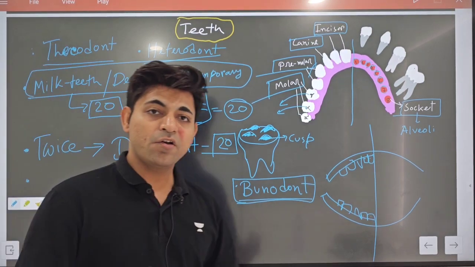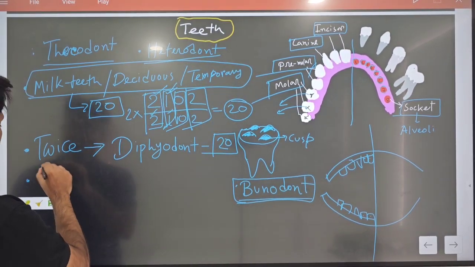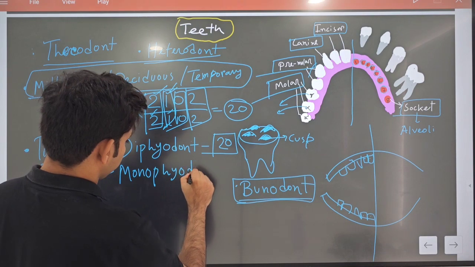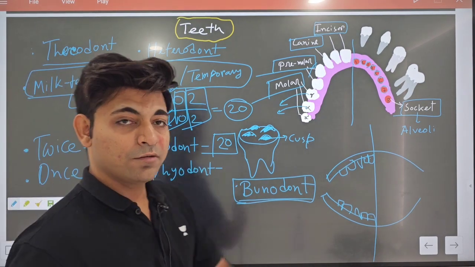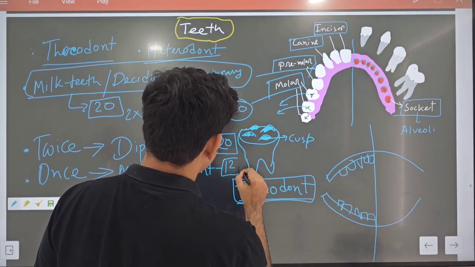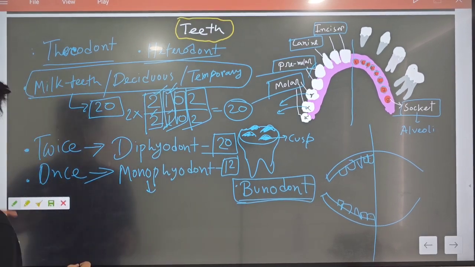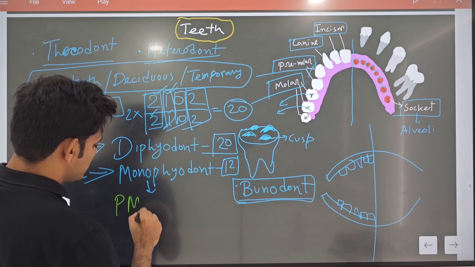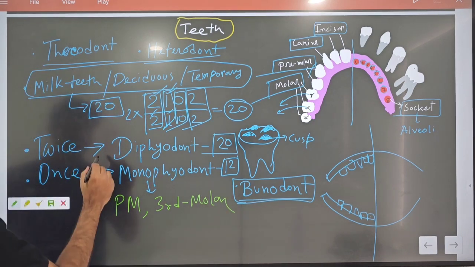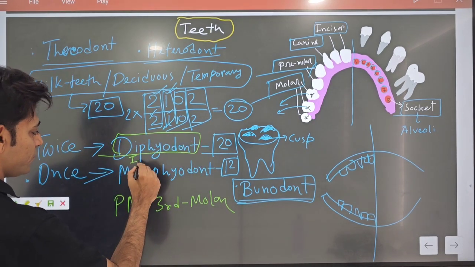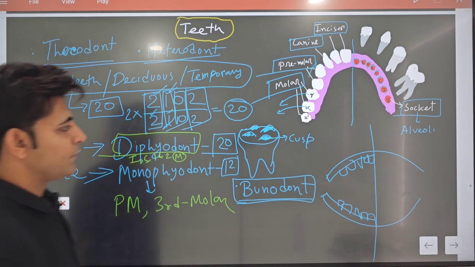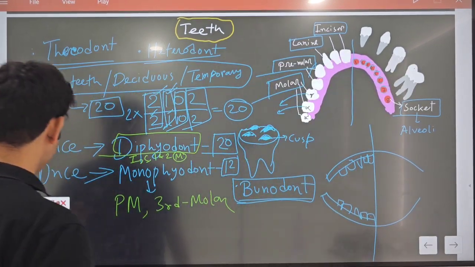Then a few teeth will appear only once in our lifespan. Only once. They are called monophyodont. How many permanent teeth are there? 32. So we have 12 monophyodont. Who are monophyodont? All the premolars are monophyodont, and the third molar is monophyodont. Rest all the teeth are diphyodont. Incisors diphyodont, canine diphyodont, first and second molar diphyodont. So that was the things about our teeth.